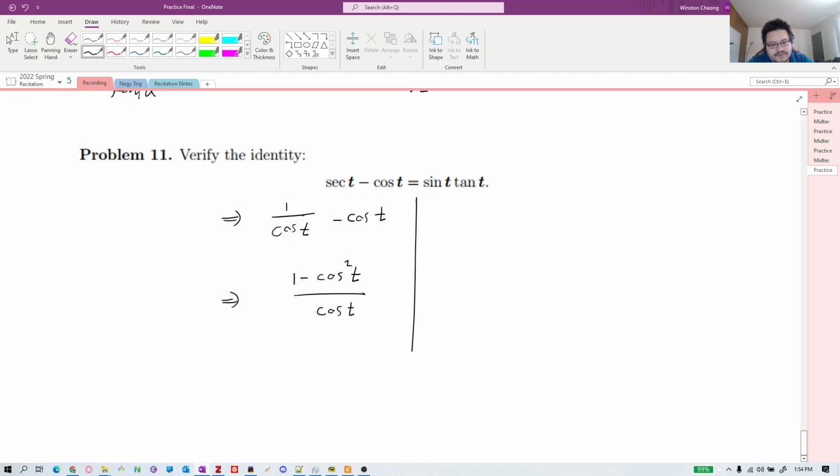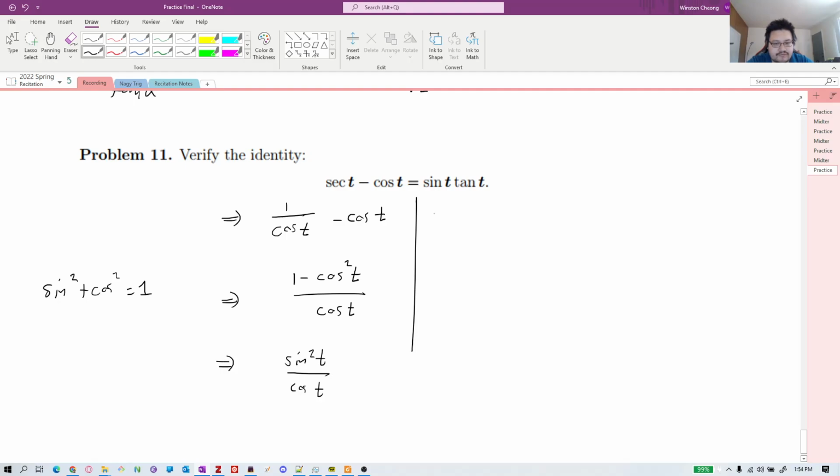Once we notice this numerator, we should be reminded of the Pythagorean identity. So sine squared plus cosine squared equals 1. When you subtract over the cosine, you get sine squared. So the numerator is just sine squared of t over cosine of t.